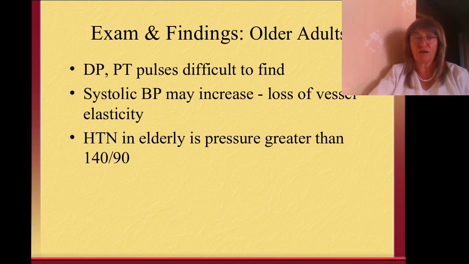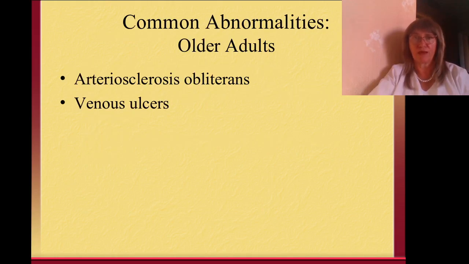Diastolic pressure, pulse is difficult to find. Systolic blood pressure may increase with loss of vessel elasticity. In the elderly, pressure may be greater than 140 over 90. Common abnormalities in older adults: arteriosclerosis obliterans and venous ulcer.